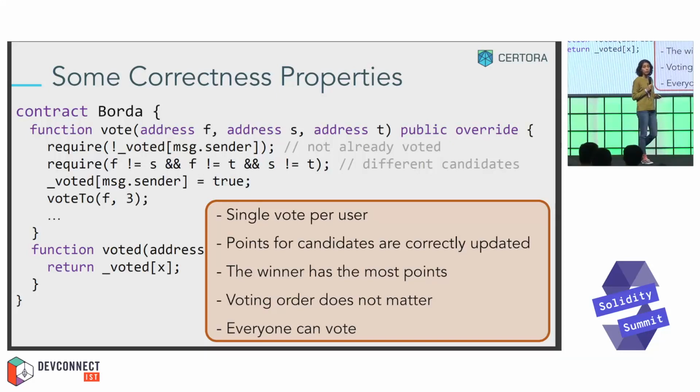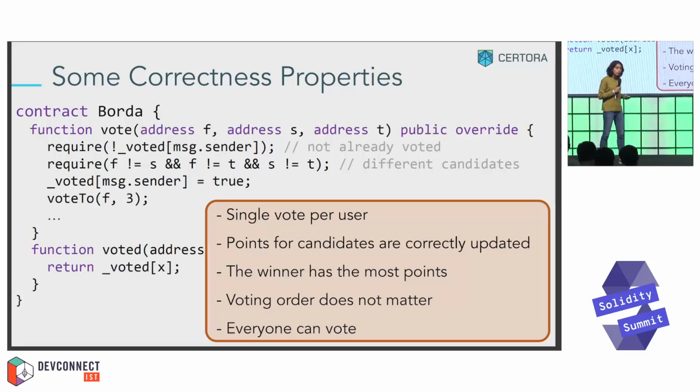One property that could be useful is that every user should only vote once. Another property that is relevant is that the points for the candidates should be correctly tallied up, right? We don't want any mistakes in computing the score of the different candidates. Similarly, we also want to make sure that the winner has the most number of points. That's an obvious one. A subtle one is that the order in which you vote should not actually affect the result of the vote, right? So if you put a vote for the second address first and the first address last, that should not affect who wins the vote. And finally, I have another one, which is that everybody should be allowed to vote.